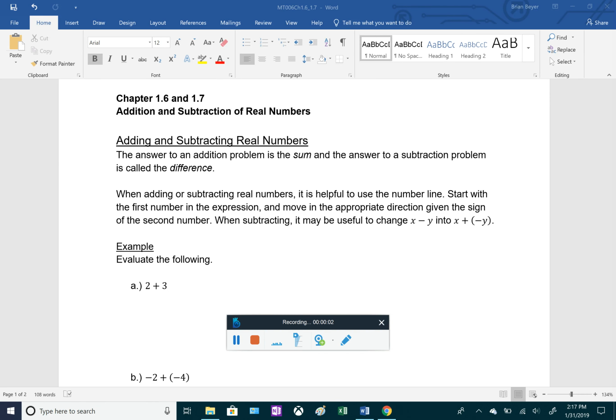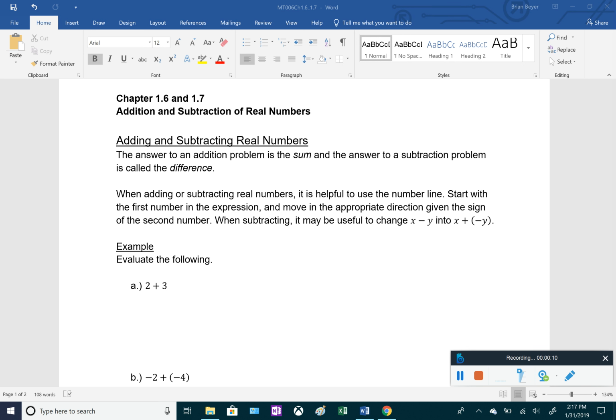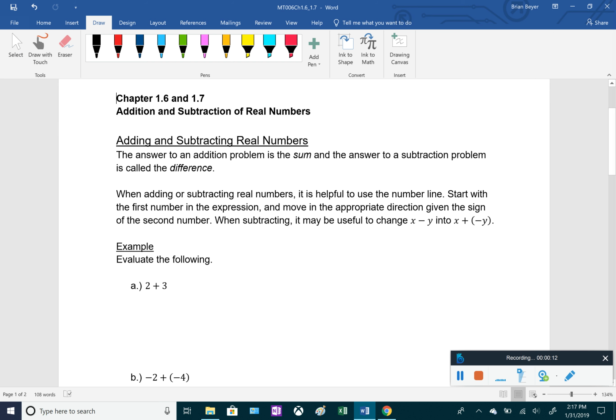In sections 1.6 and 1.7, we'll be jumping back a little bit and doing the addition and subtraction of real numbers. When we're adding and subtracting real numbers, the answer to an addition problem is called the sum, and the answer to a subtraction problem is called the difference.